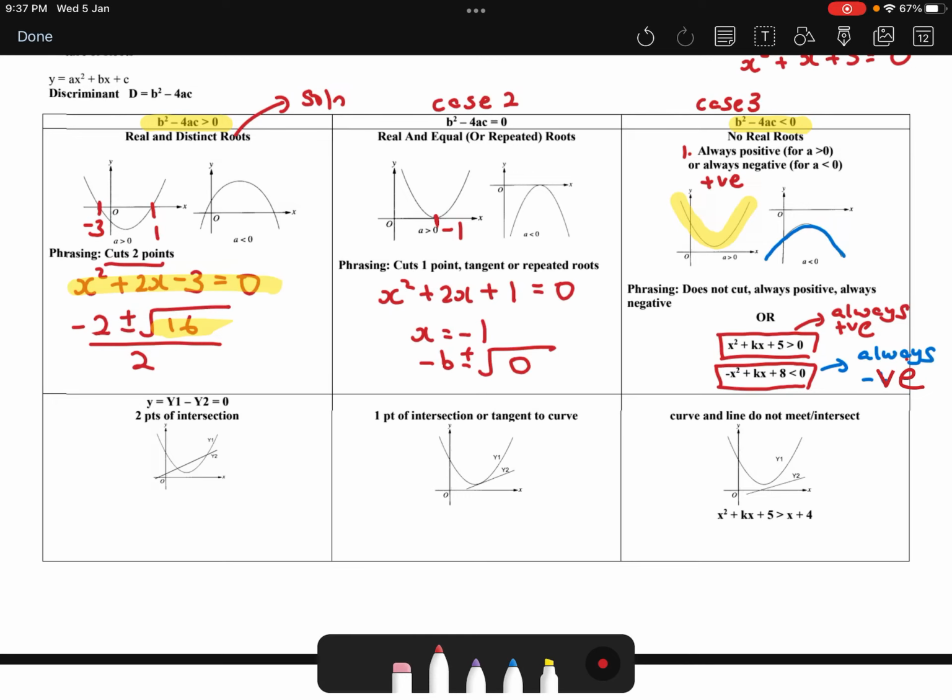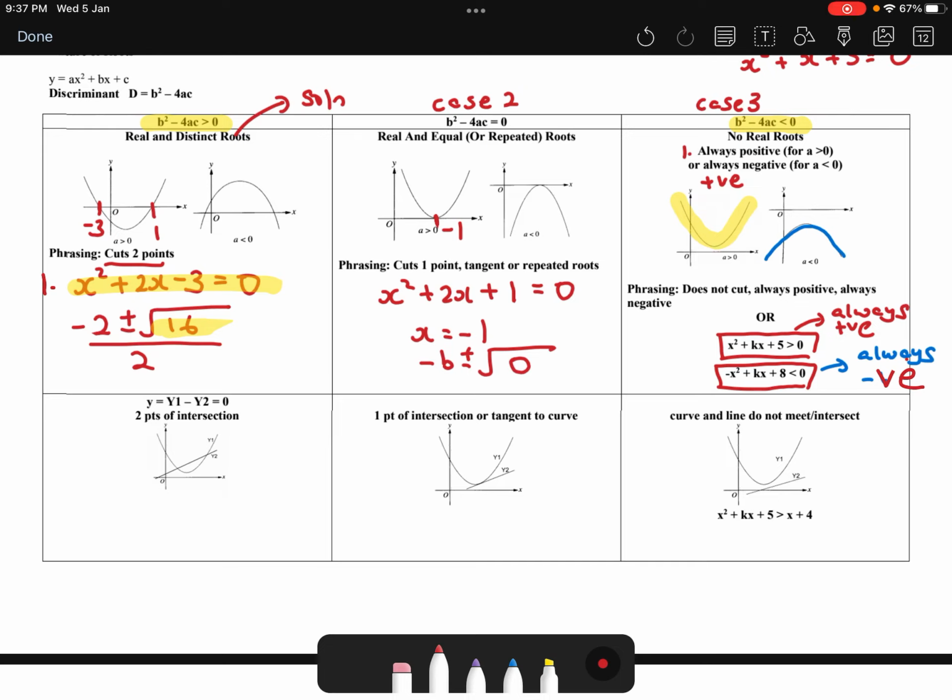Alright, so after learning our real distinct roots, real and repeated roots, and no real roots, the next thing we need to learn is about two graphs intersecting. They are the same thing, just that for the previous video that you have watched, you'll notice that if I bring attention to this, x squared plus 2x minus 3 equal to 0.